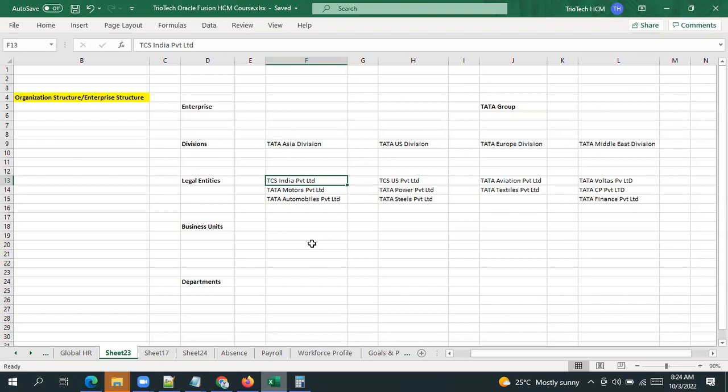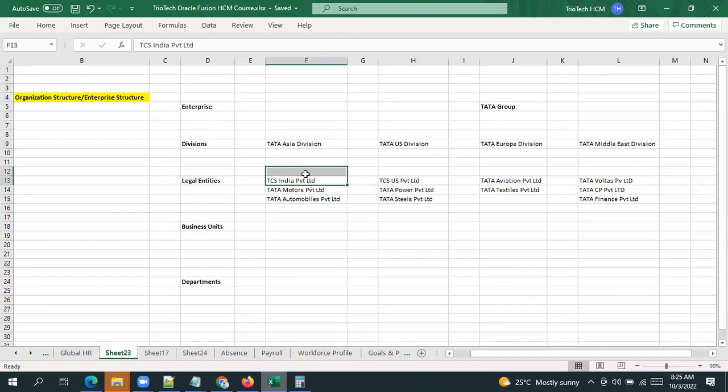Any company in the market you take, they won't operate in a centralized way. They will have that in different partitions, or they're into different diversified business functions team. So business unit after the legal entities, you can call them as the logical operating units which will be coming under each legal entity team.